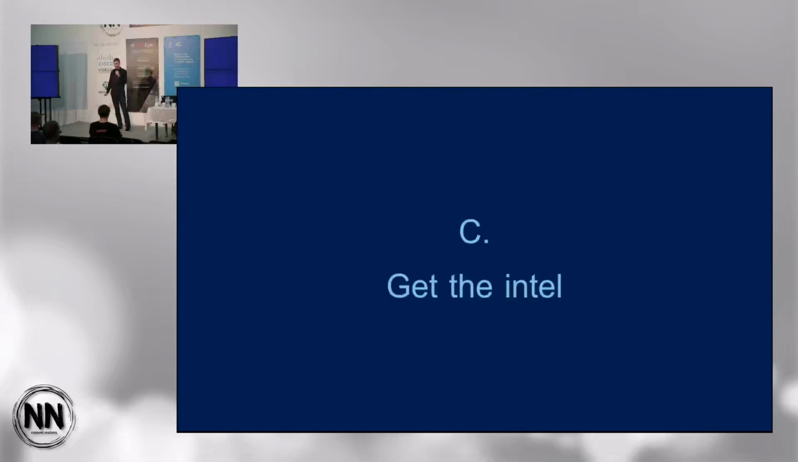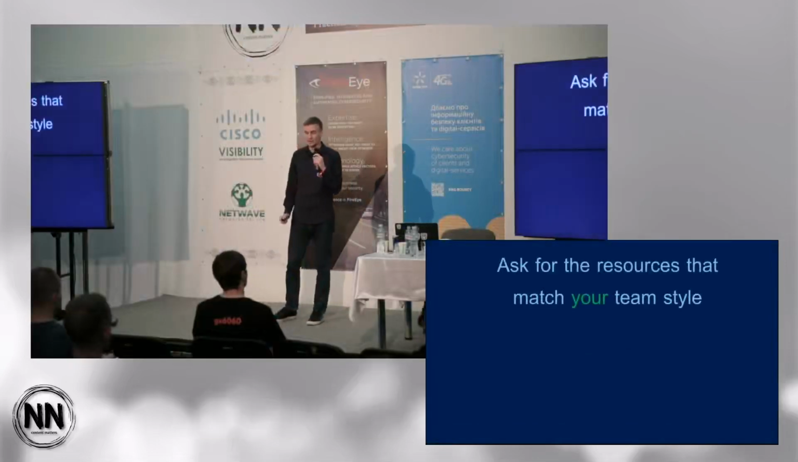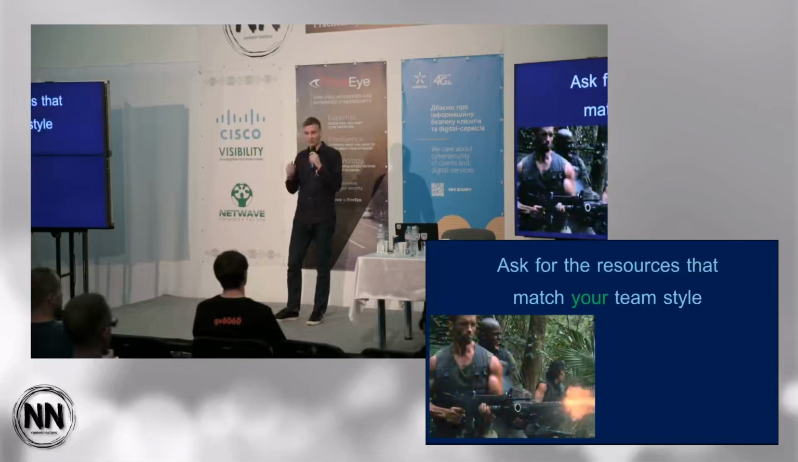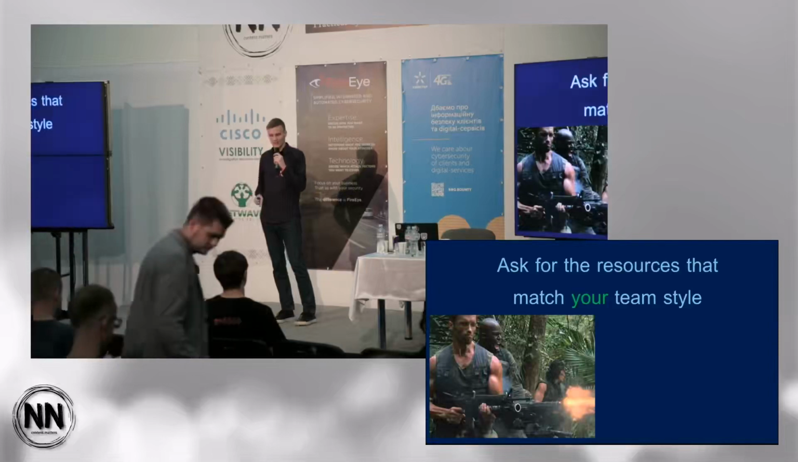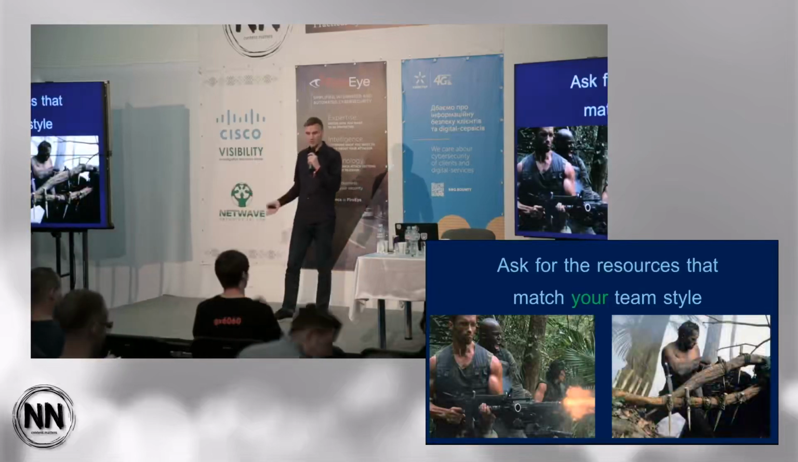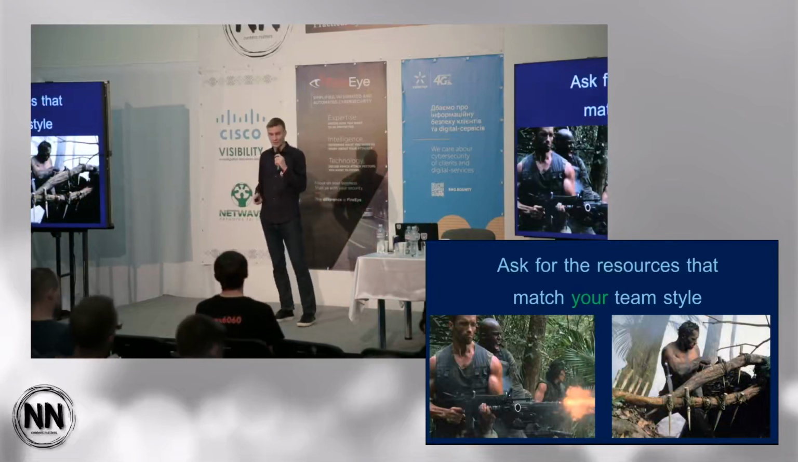So the last step in the prologue is getting the intel. You want to use the power of the company against themselves. So ask for the resources that match your team style. You can get some knowledge for a brute force attack, or using tools and breaking all this stuff in a 2 day exercise. Or you can read the code and go in like an ambush, like on this picture.